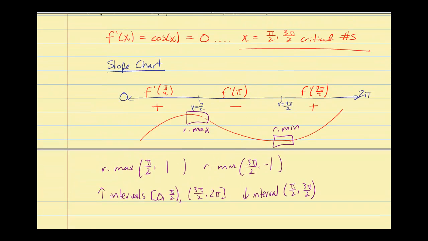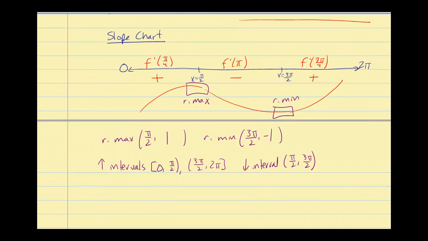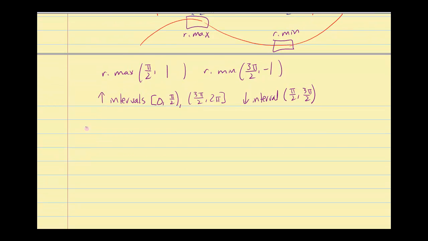Okay, so we found out everything that we could from the first derivative, so let's go ahead and go to our second step where we're looking for our second derivative. Now let's recall my original function was the sine of x. My first derivative was the cosine of x. So now I'm looking at my second derivative. The derivative of the cosine of x is negative sine of x.